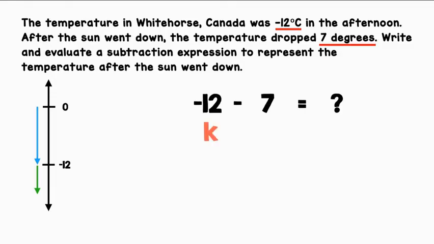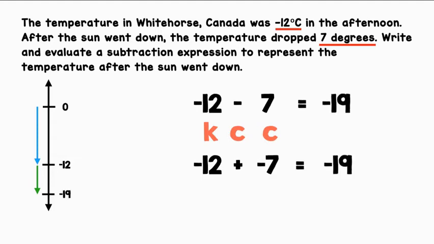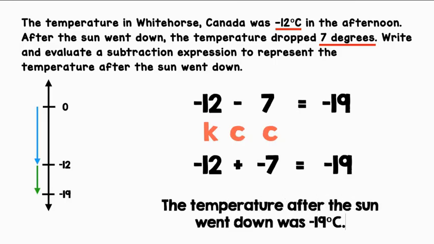Let's keep the -12, change subtraction to addition, and change +7 to -7. -12 plus -7 equals -19. The temperature after the sun went down was -19 degrees Celsius.